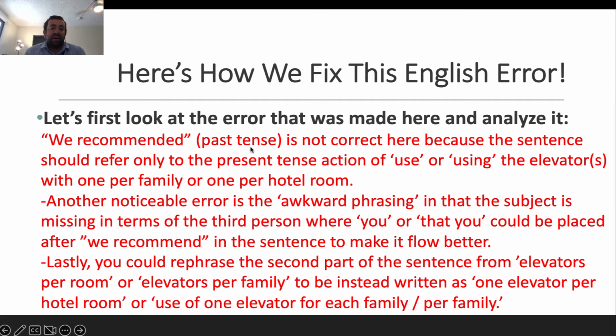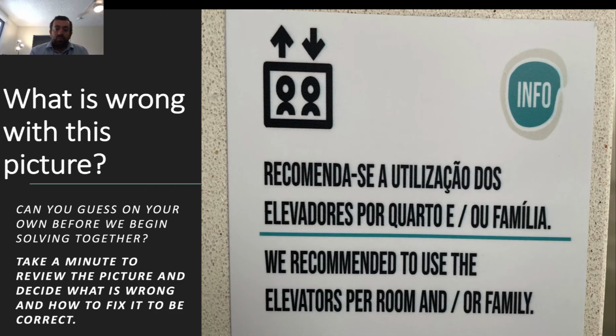So that's technically correct, but it's not correct here because the sentence should only refer to the present tense action of using the elevators. It's an ongoing action, kind of a present action, with one per family or one per hotel room. So instead of "recommended," what we're going to change it to is "recommend," because that goes better with "use" or "using." If we have "to use," we're talking about a present action. We recommend to use, right?